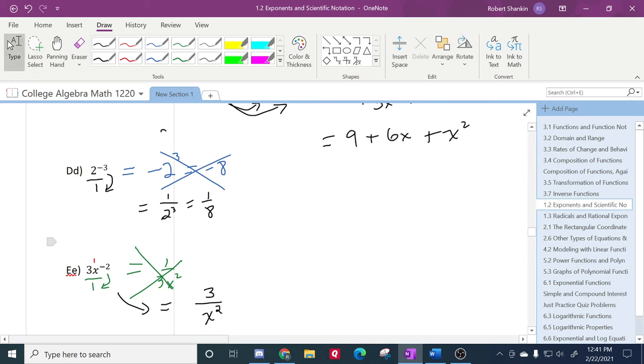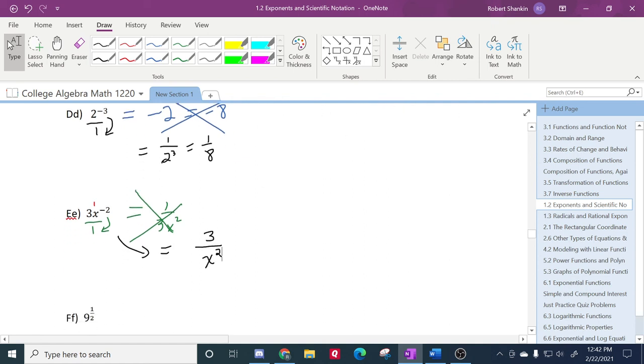And typically we do. We usually don't leave an answer with negative exponents because a lot of people have trouble with negative exponents. So they're more comfortable with 1/8 than 2 to the negative 3. So we give our answer that way rather than with a negative exponent.